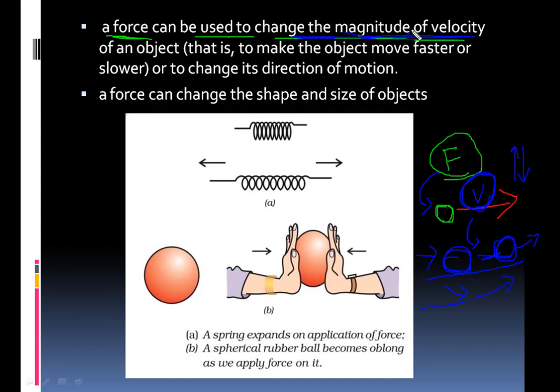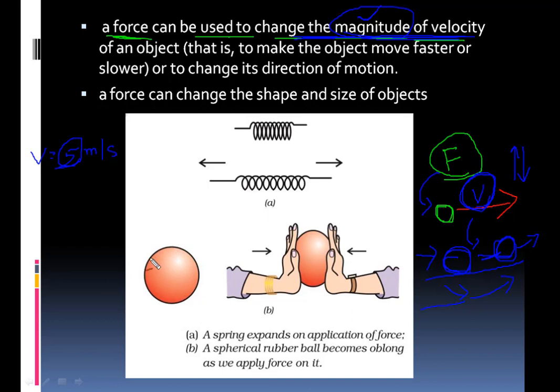What is magnitude? Magnitude is a value. Suppose we say 5 meter per second. The velocity of the body is 5 meter per second. Here you can see the 5 is a number. So this number is the magnitude. Magnitude is nothing but a number of an object.